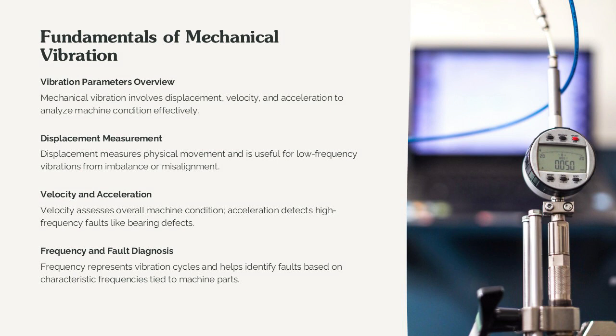Different mechanical faults excite vibration at characteristic frequencies related to rotational speed, bearing geometry, or gear tooth count. Therefore, understanding both amplitude and frequency is fundamental to accurate diagnosis. Engineering vibration analysis relies on combining these parameters with machine knowledge and operating conditions. No single vibration metric is sufficient on its own. Instead, engineers must evaluate vibration behavior holistically to make reliable maintenance decisions.